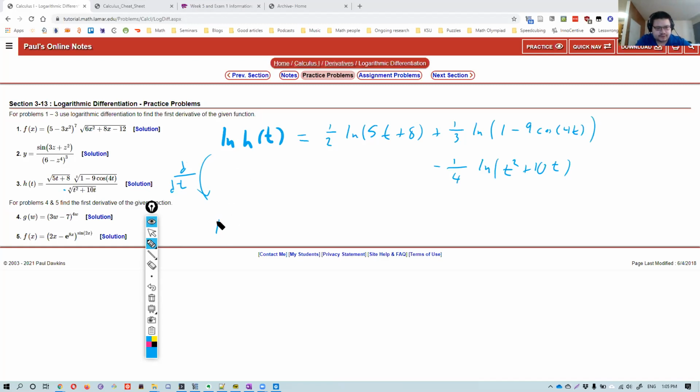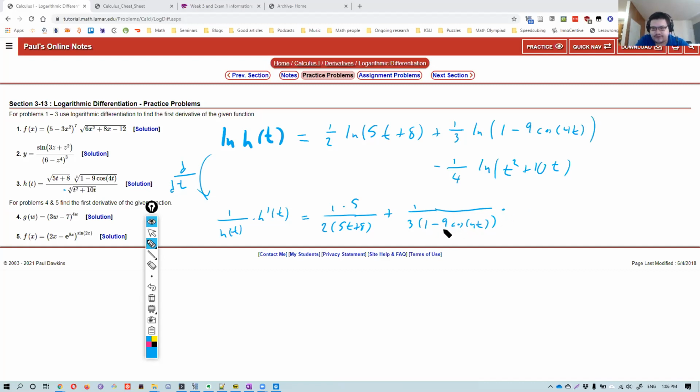And so here we'll get 1 over h of t times h prime of t is equal to the derivative of the right-hand side. That's going to give me 1 over 2 times the quantity 5t plus 8 times 5, plus 1 over 3 times the quantity 1 minus 9 cosine of 4t.